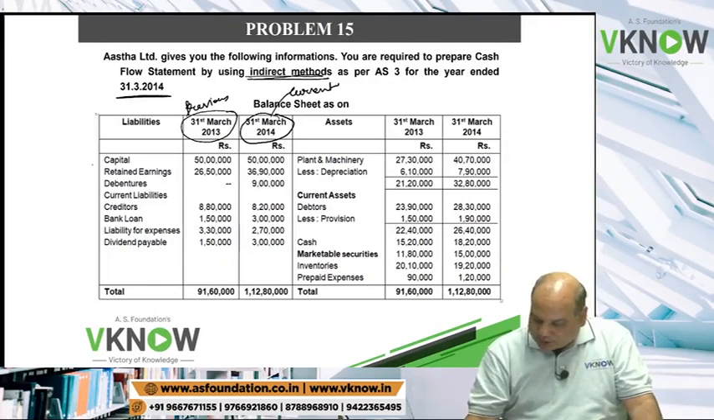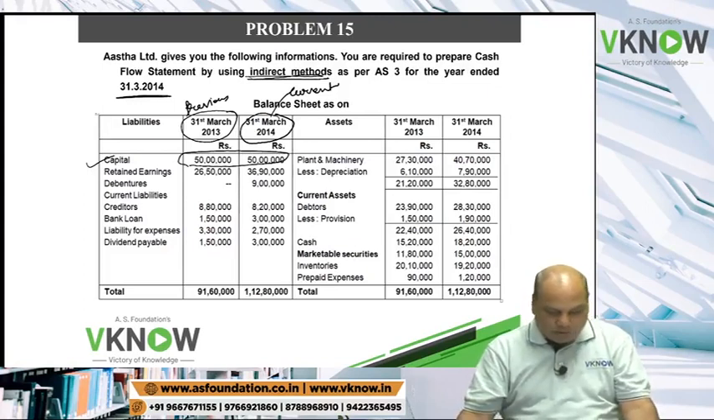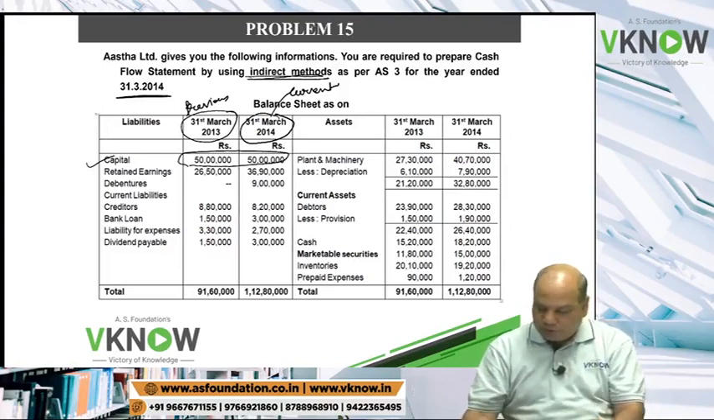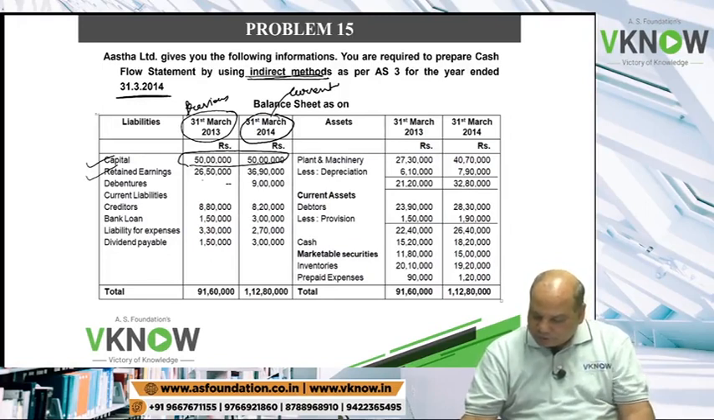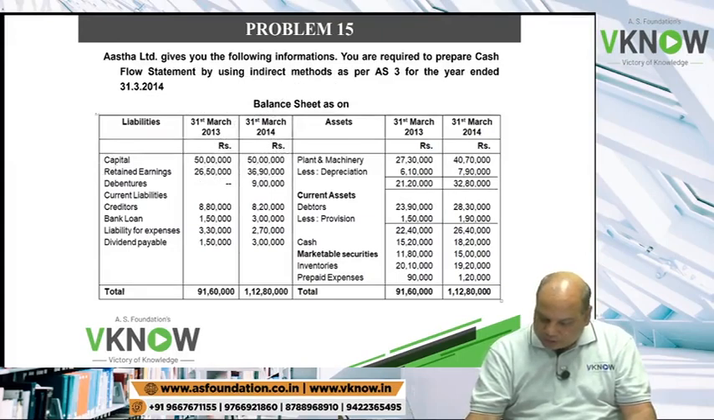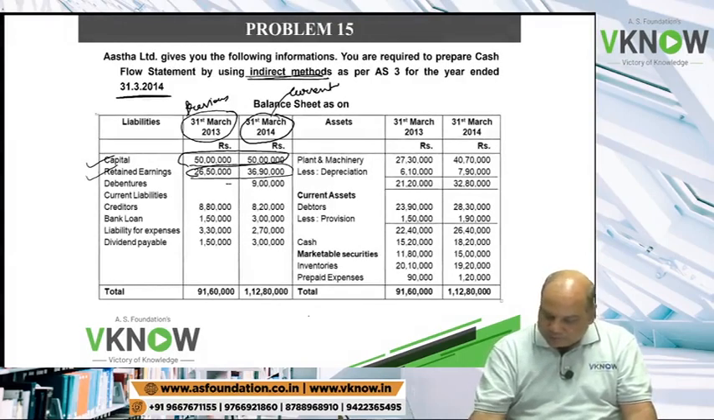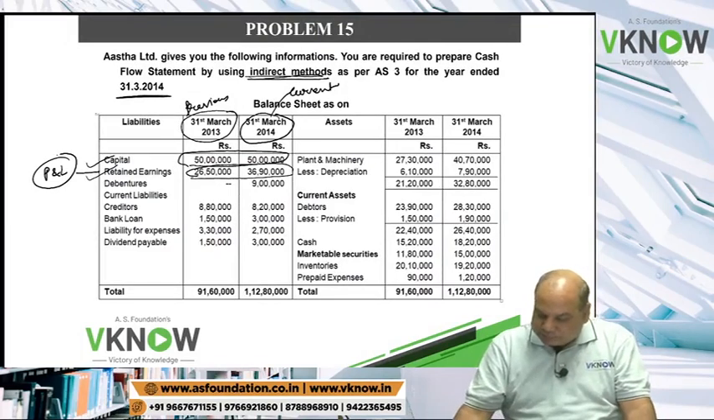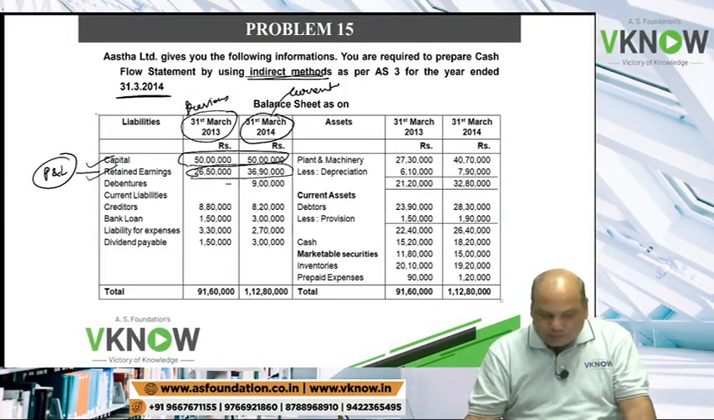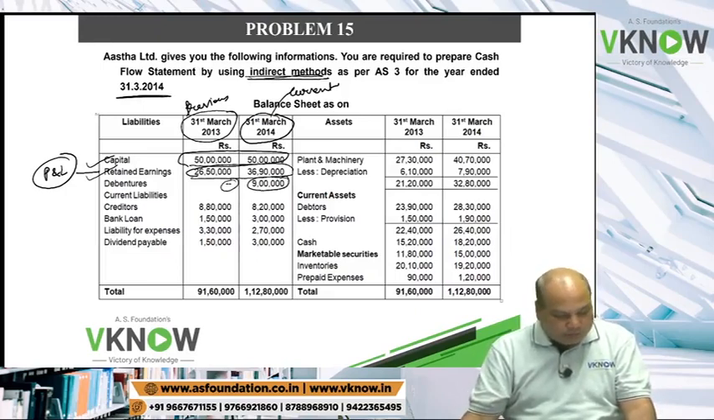Liability side first. Capital is having no change. Retained earning has some change. Retained earning means P&L account only. Then we have debenture. Debenture was 0, now debenture has become 9 lakh.